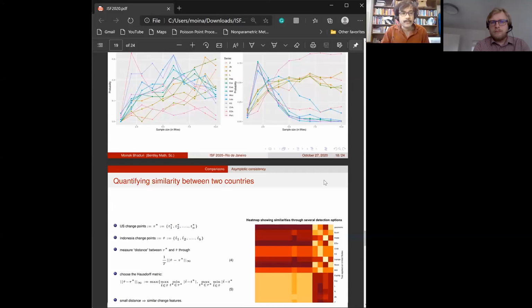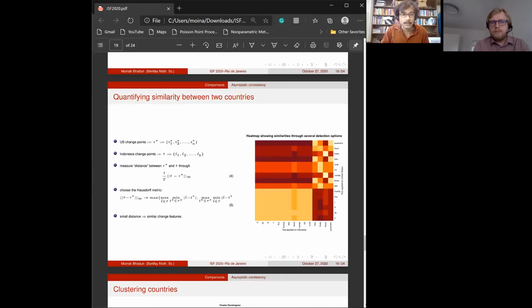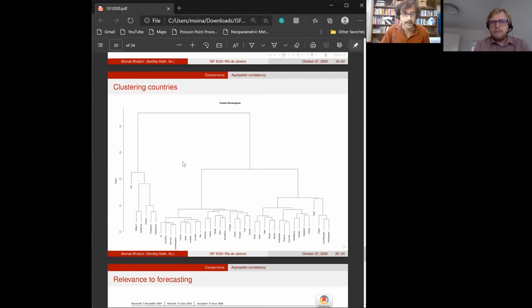Now, once you figure out the change point locations, you can measure the distance between two countries' financial announcements through Hausdorff type proximity measures. The heat map to your right, for instance, shows that according to that metric, Indonesia's announcements closely mimic the United States, since predominantly we have cold patches. Or you could cluster a bunch of countries. You can put countries with similar change point structure on a specific branch of a cluster tree.